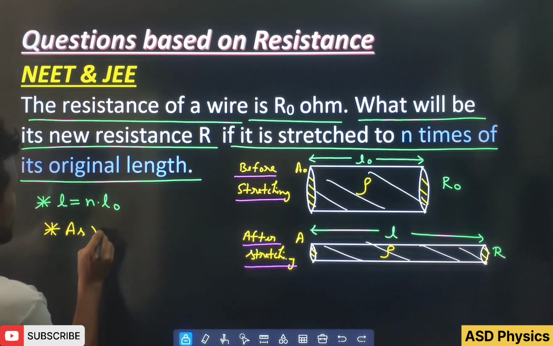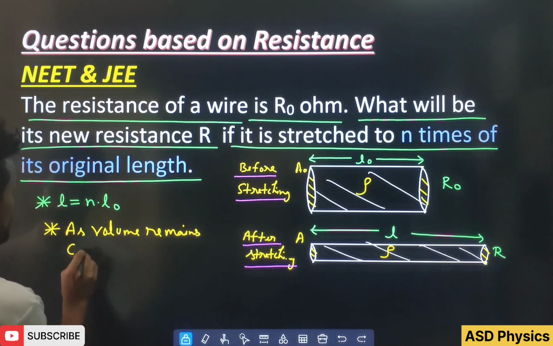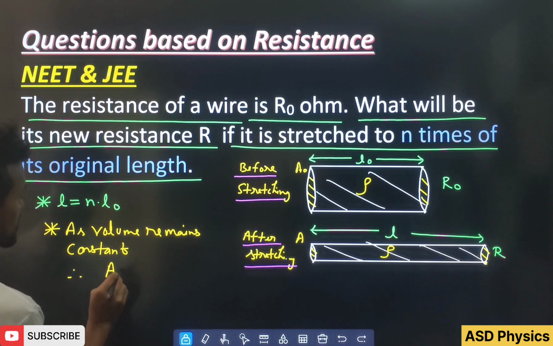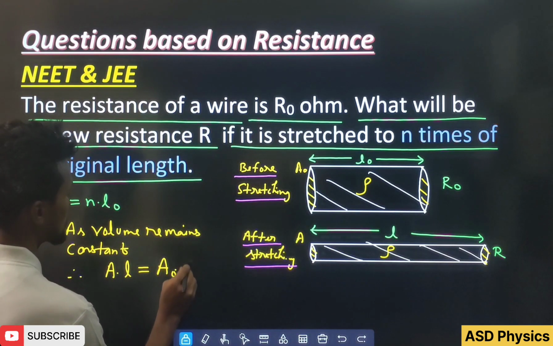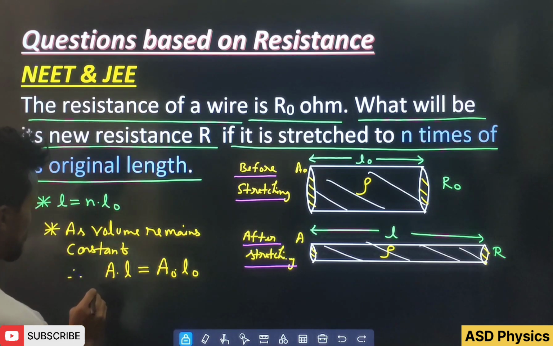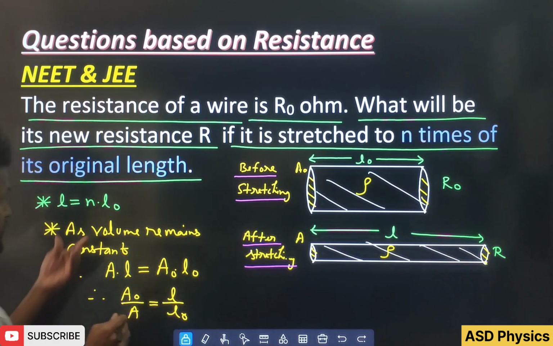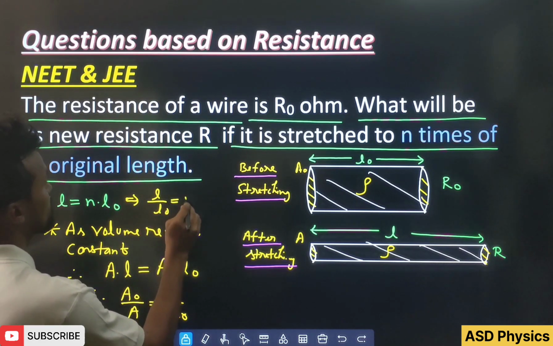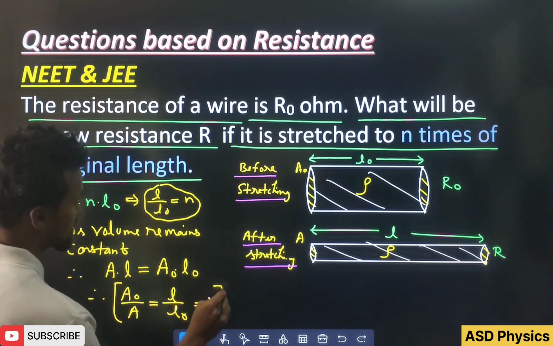So what will we write here? We'll write volume remains constant. So we can write A into L, this is the new volume, and the original volume is A0 into L0. Okay students, so from here, if I write A0 by A, it will become L by L0. And L by L0 is how much? It is n. So here also we can write this is n. Now kindly remember this.